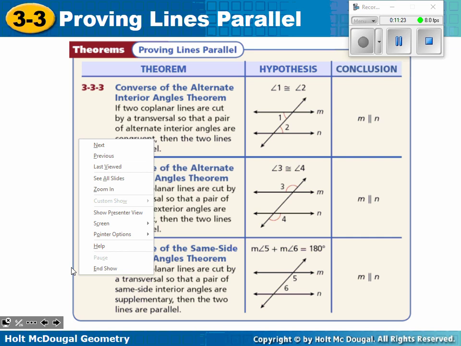exterior angles theorem. It's the one the book leaves out, but then you still have to know it. So I don't know why they left it out of the book. Does that make sense? Okay, I wanted to do one like that because we hadn't done any like that.